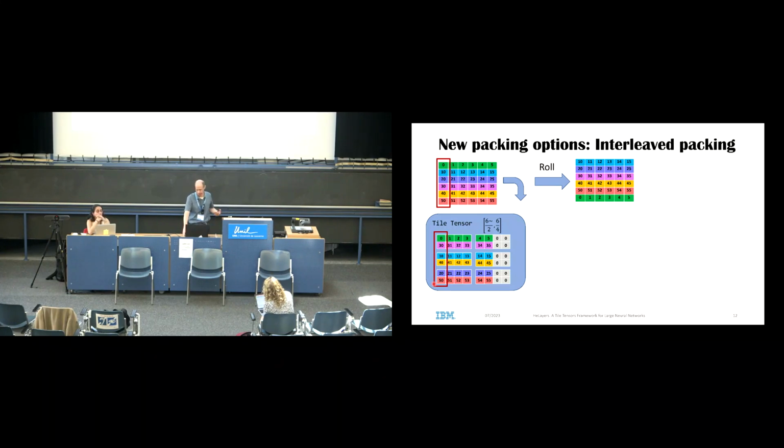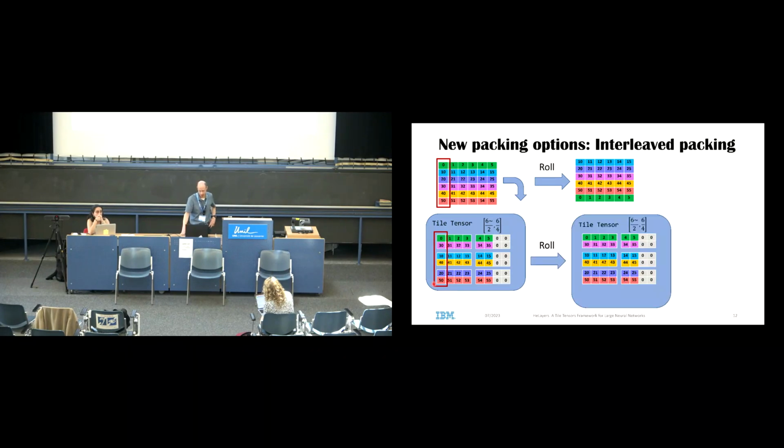And with this arrangement, it's easy to do a roll operation. Here's how it's done. What we do is we take the first row of tiles and move them to the bottom, and also roll each of these tiles. So we roll only these two tiles. And now I'll read the numbers again in the interleaved order. So it's 10, 20, 30, 40, 50, 0, exactly matching the column order of the rolled matrix. So the tile tensor now represents the rolled matrix, which is what we wanted.